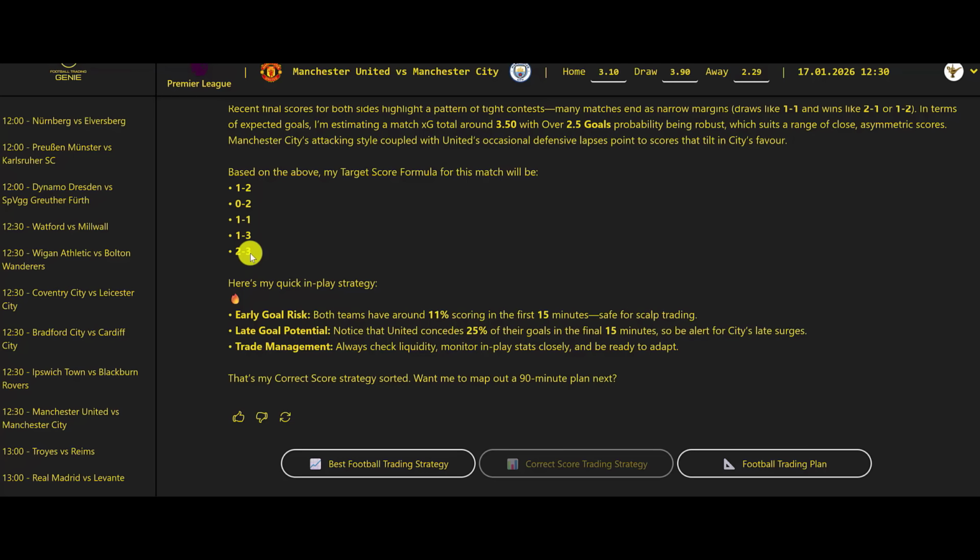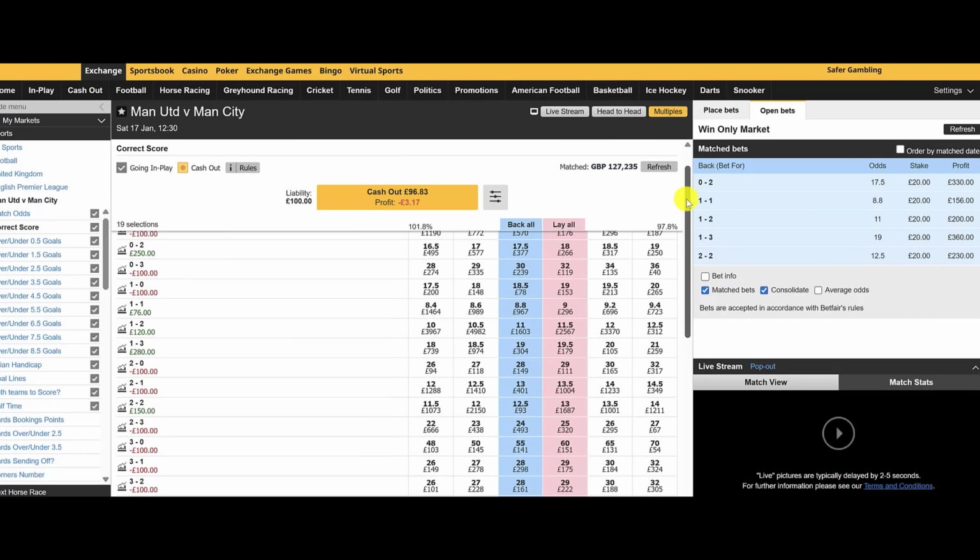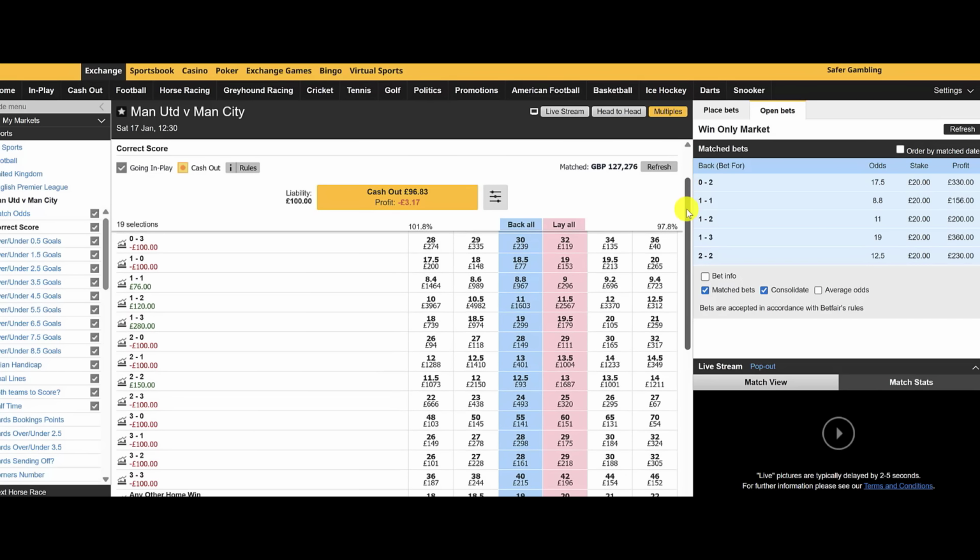And there was a couple of trades where I said I prefer 2-2 instead of 2-3. Possibly I might do that again. Let me have a look at the market and get set up. So we're all set up, and I did do it. I went slightly against the Genie on this one. I went for the 2-2 instead of the 2-3.